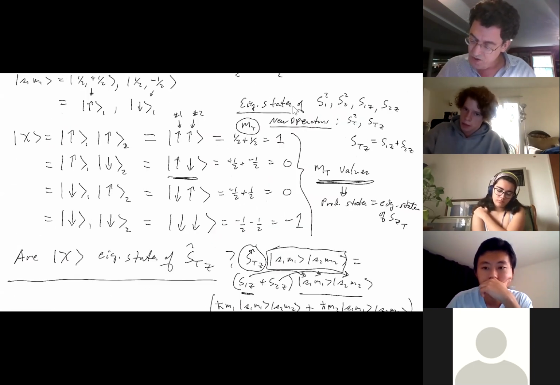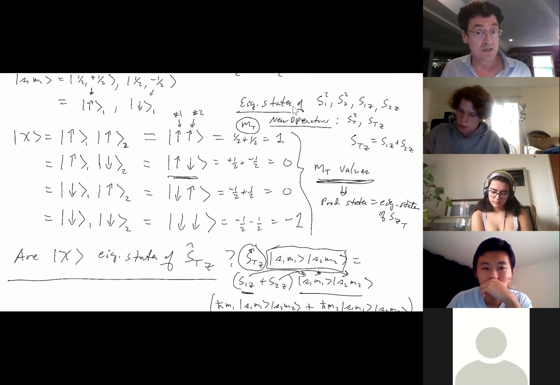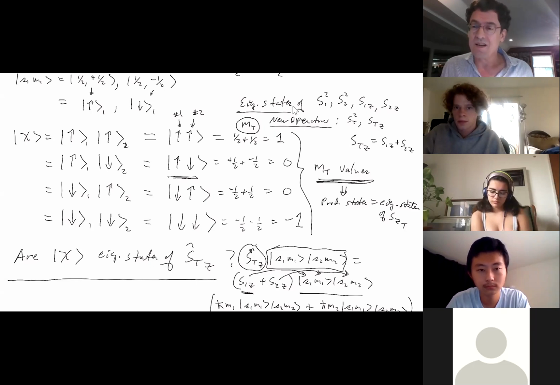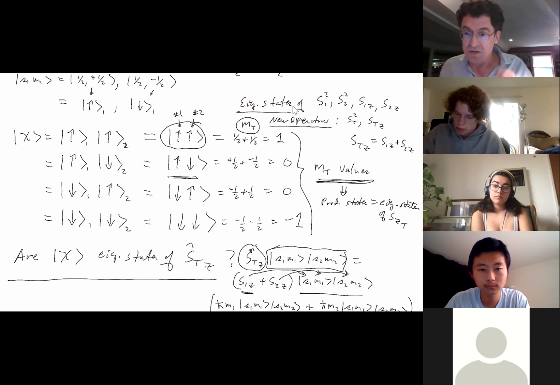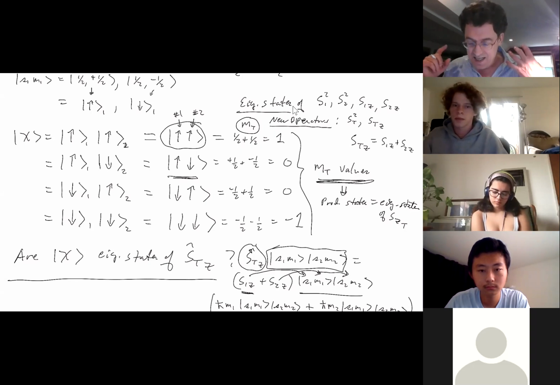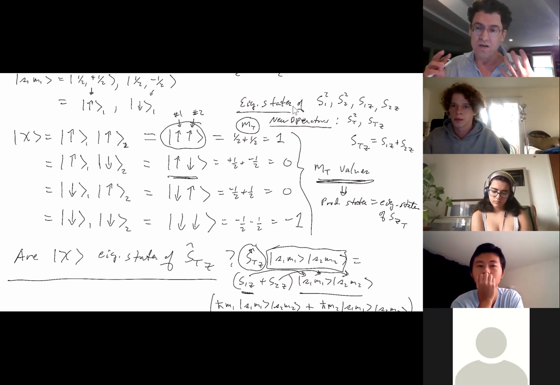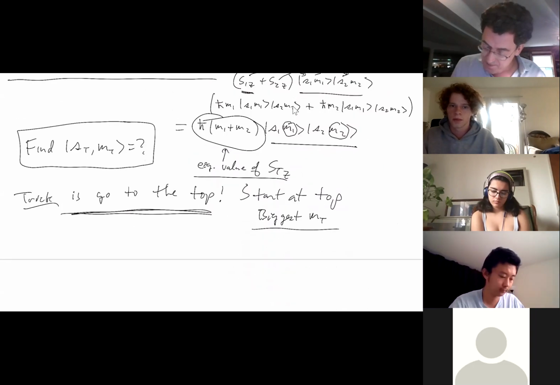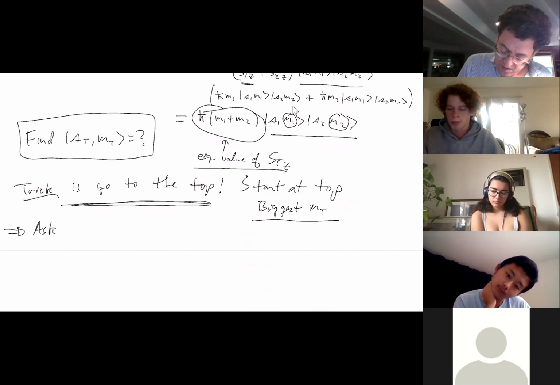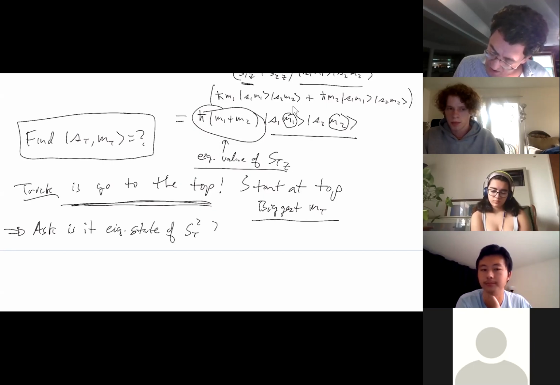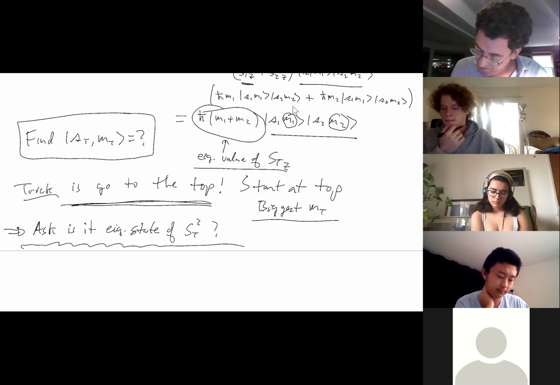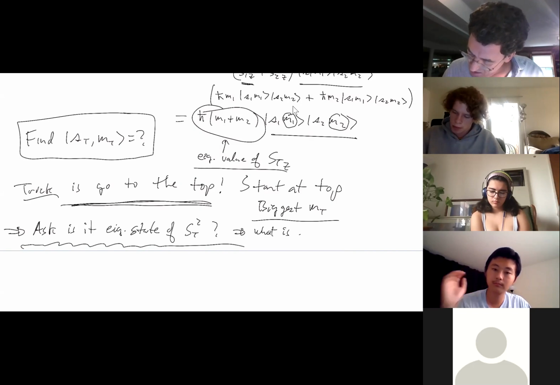Go to the top. And in that case, which state is that? Well, it's kind of obvious. It's the one at the top. It's up, up. This is the top right here. And so we go to the top and we ask ourselves the question, is this an eigenstate of S total squared? And if so, then what is the value of S total?